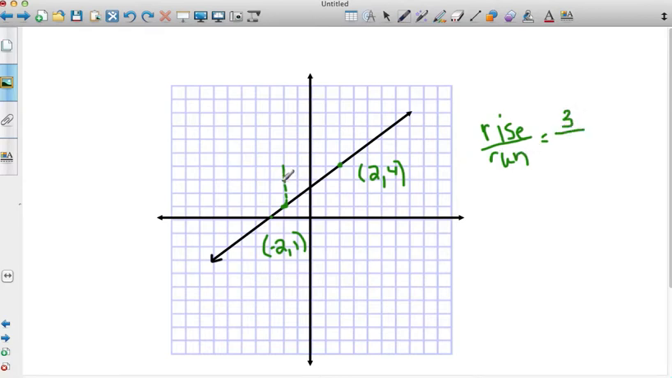Over the run tells me how far over does it go. We can either count going across or we can look. I was at -2 and I went to +2. So 1, 2, 3, 4. So in this case, my slope is 3/4. 3/4 is the slope of this line. Let's try another one.